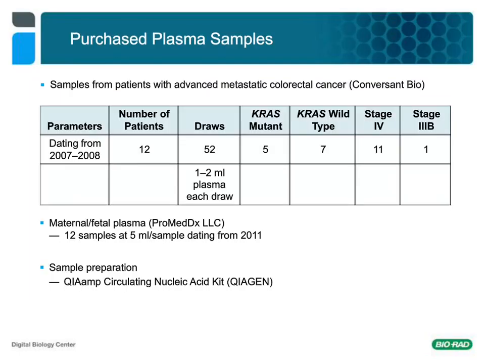For in-house testing of the KRAS screening multiplex, we purchased plasma samples from Conversant Bio, representing 12 patients and 52 draws, with 5 patients testing KRAS positive by CLIA tissue testing at diagnosis. We also purchased normal samples from ProMed-Dx, representing 12 pregnant patient samples. We used the QIAGEN CNA kit to process the samples.